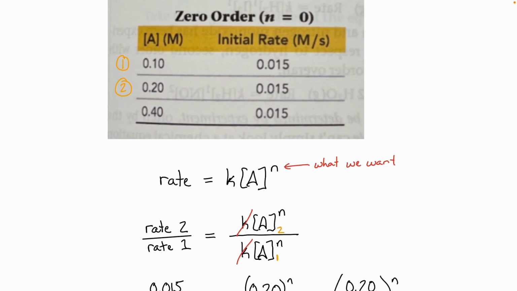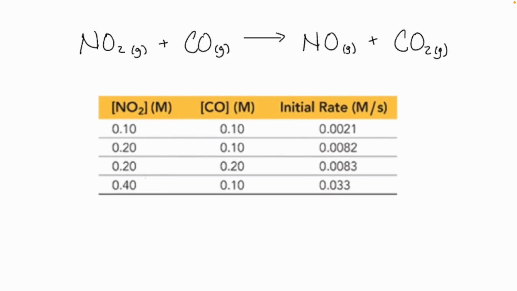And we did this by this strategy of taking 2 data points and taking the ratio of those data points. So that's all well and good when you have one single reactant, but that's kind of rare. So let's look at another reaction here. Same sort of data. We have this initial rate data, but now we have 2 reactants. We have nitrogen dioxide combining with carbon monoxide to produce nitrogen monoxide and carbon dioxide. So now we have 2 reactants to worry about.